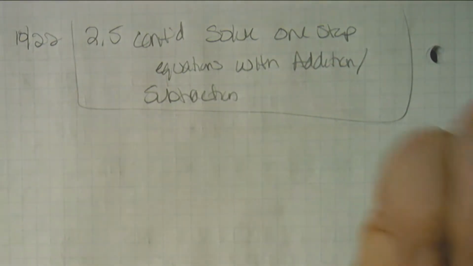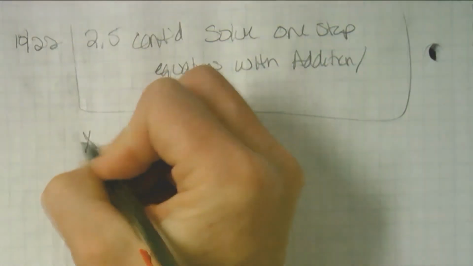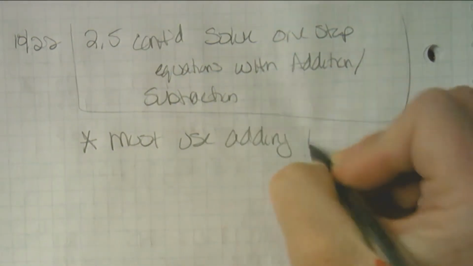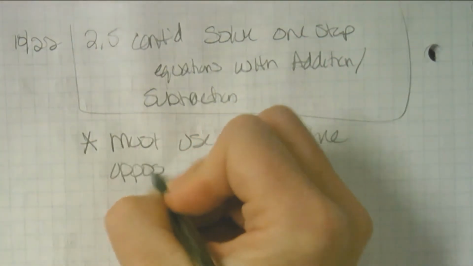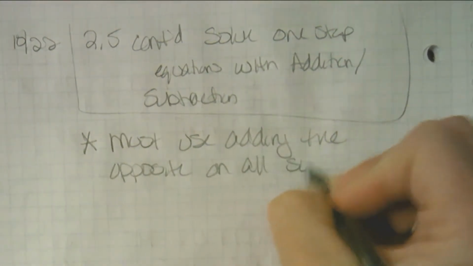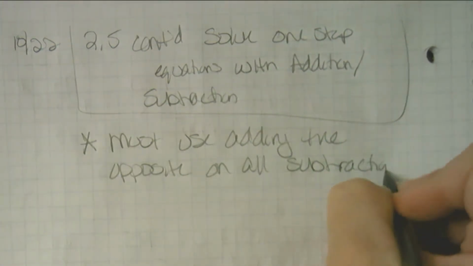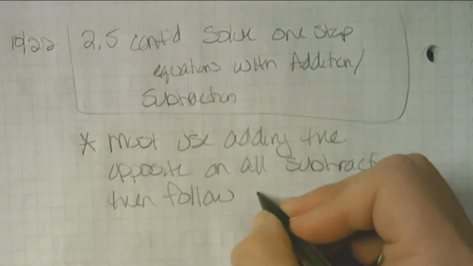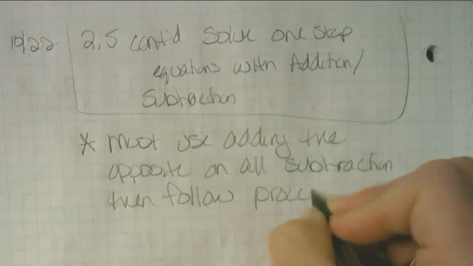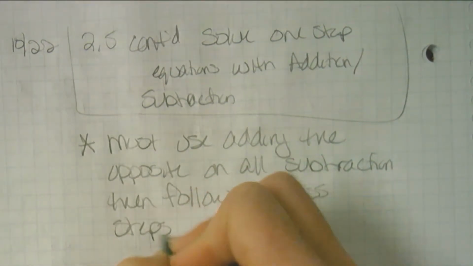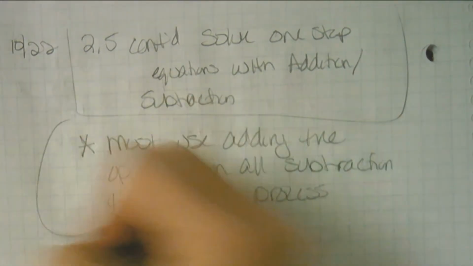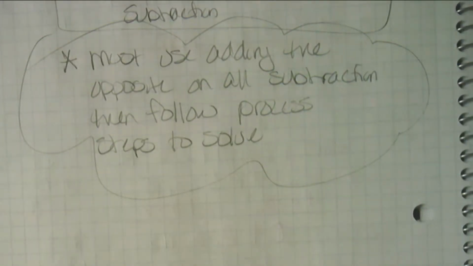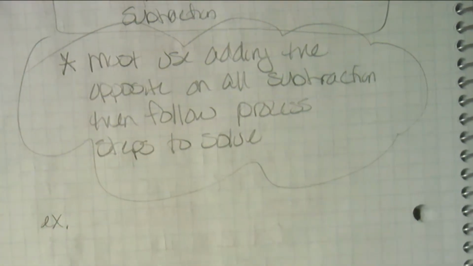All right, so I just want to go ahead and show you. The biggest thing I want to tell you is you must use adding the opposite on all subtraction, then follow process steps to solve. That's what I want you guys making sure you're doing. So let's go ahead and do an example, and then I'm going to do a story problem for you.